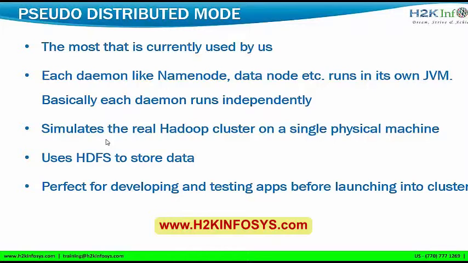What happens exactly here is, each daemon like name node, data node, etc. runs in its own JVM. Basically each daemon runs independently. Let's see what a JVM is. Hopefully we all know, it's a Java virtual machine. Every process will run under a Java virtual machine. In the sense, they are not interrelated, everything is independent. So if one process goes down, there is no rule that another process also needs to go down.